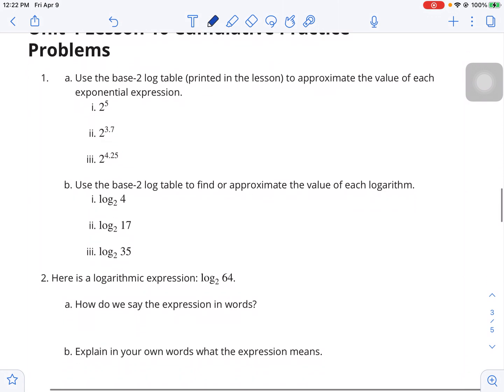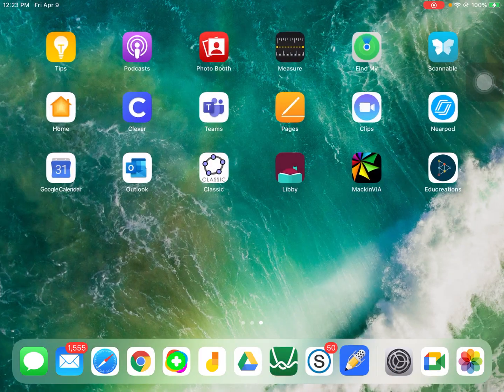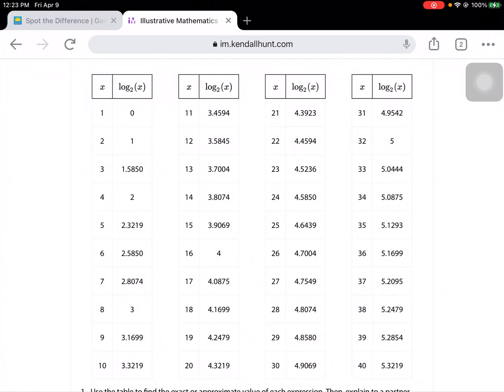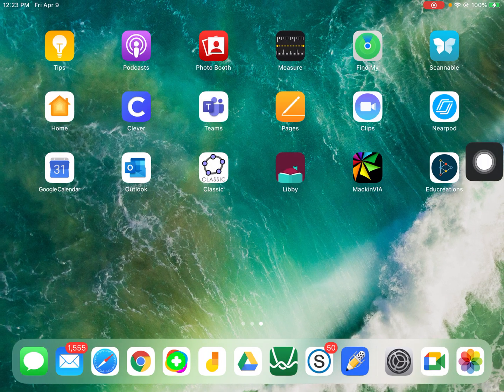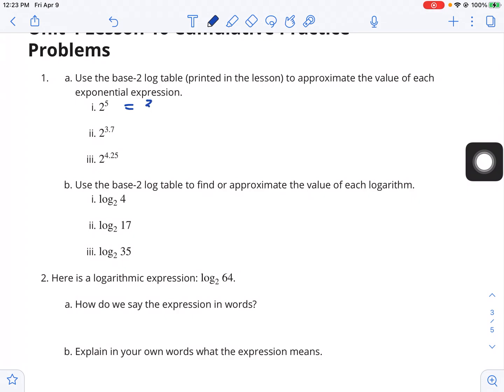The next lesson, lesson 10, starts with: use the base 2 log table printed in the lesson to approximate the value of each exponential expression. So 2 to the 5th is, if we go to our log table in this lesson, we can see that 2 is our base, and our result is 32. So right here, we would have to use an exponent of 5 in order to get 32. So let's go back here, and we know that that's 32.